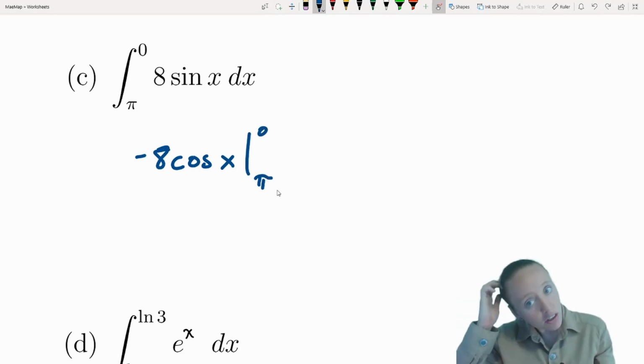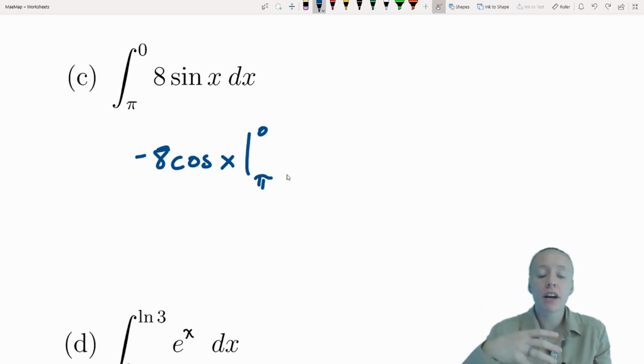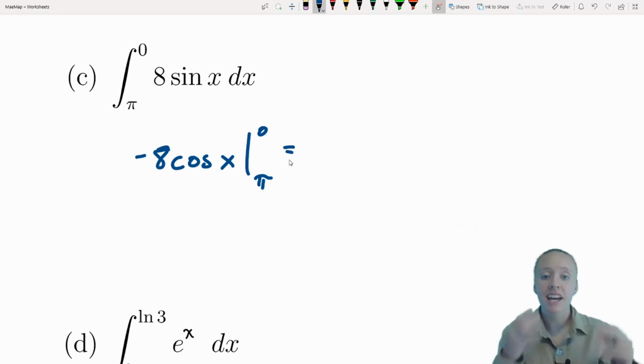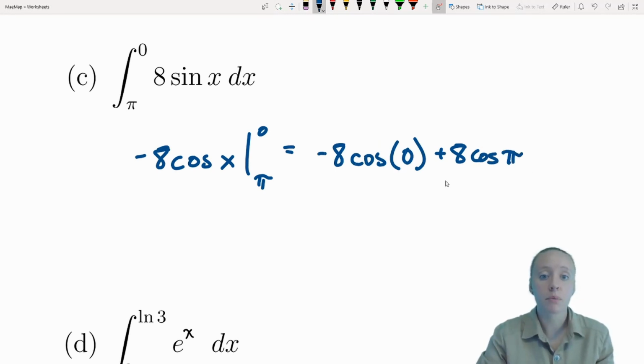Now, you may notice that pi, as our lower bound, is actually a greater value than our upper bound of 0. And that's okay. We're just going to plug in our upper bound and subtract plugging in our lower bound. So we're going to do negative 8 times the cosine of 0 minus a negative 8, so plus 8 times the cosine of pi. And what do we get?